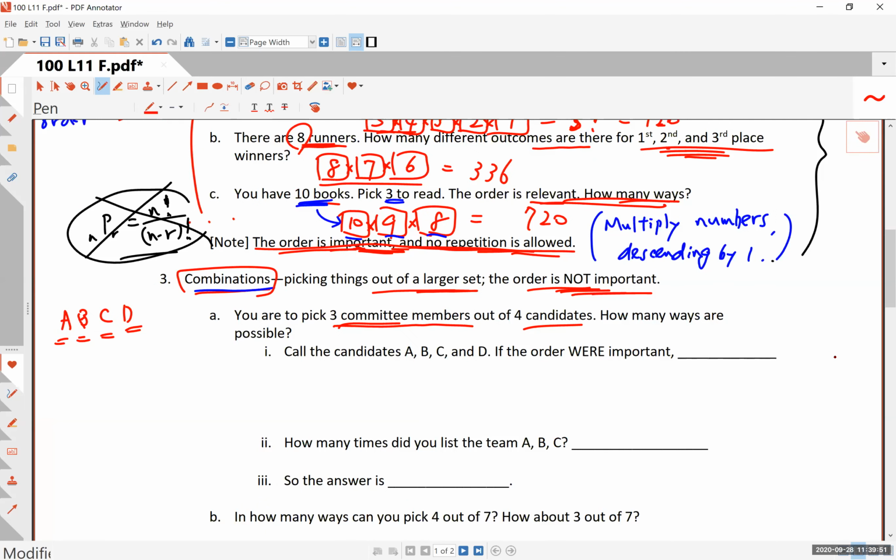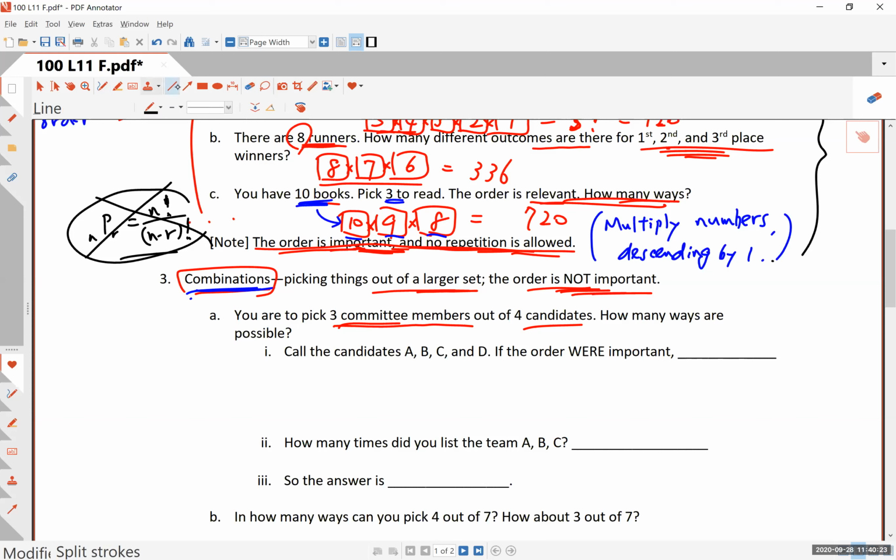Notice here the order is not important because the committee members are all equal. You are not picking first, second, and third place winners. So if you pick A, B, and C, it's the same thing as picking C, B, and A, or B, C, and A, right? And the reason, here, let me go ahead and write this first for combinations. I'm going to erase this. Just hold on tight here.